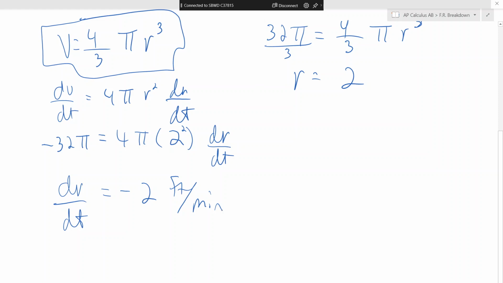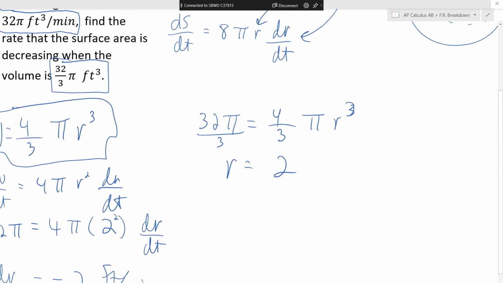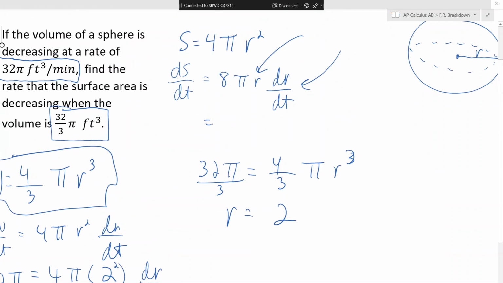So I plug it in, and now that I know dr/dt and I know r, I can drop them into what I'm looking for, which is dS/dt. We get 8 pi r, which is 2, times dr/dt, which is negative 2, and that's negative 32 pi square feet per minute.